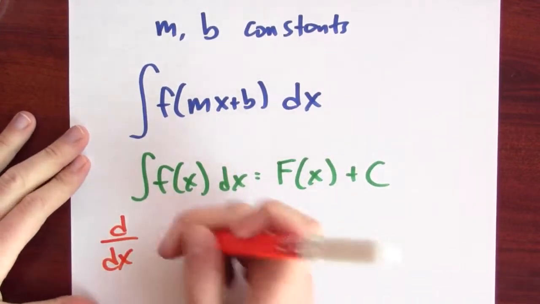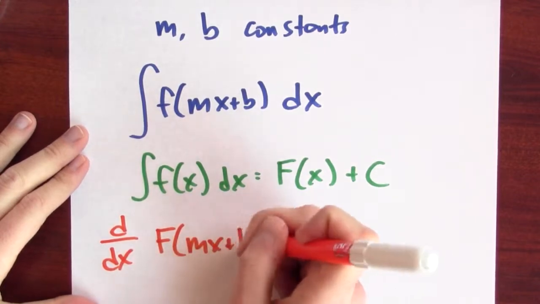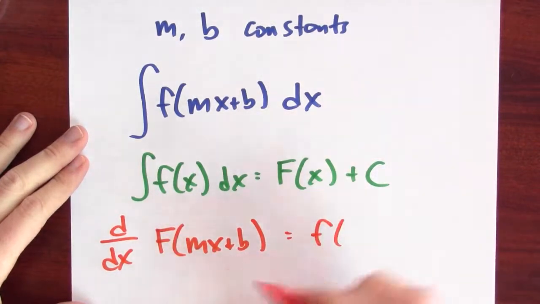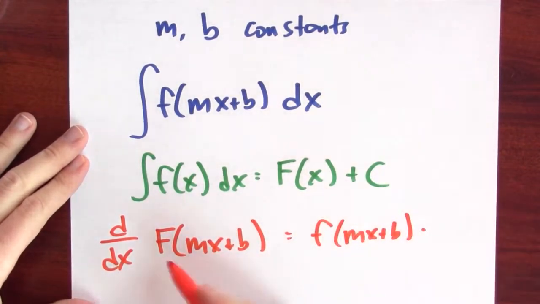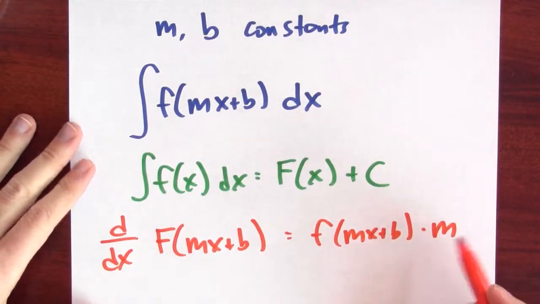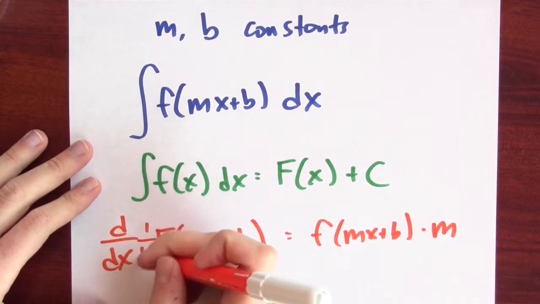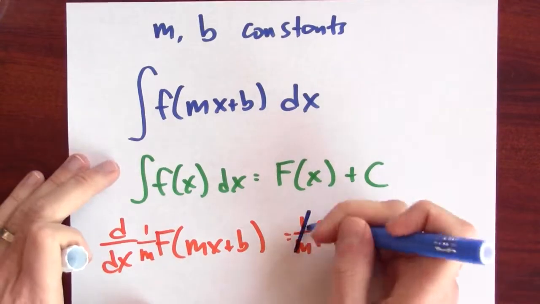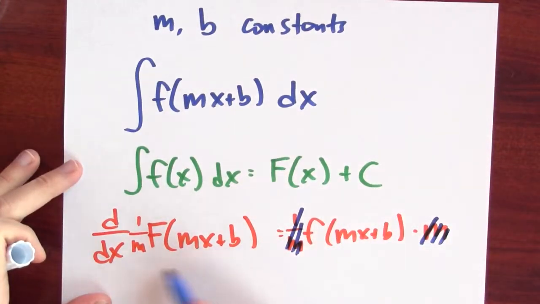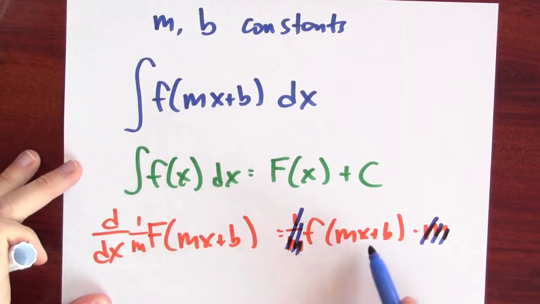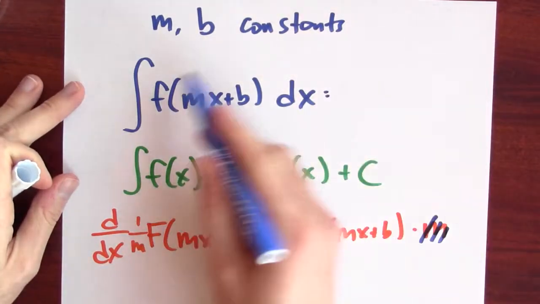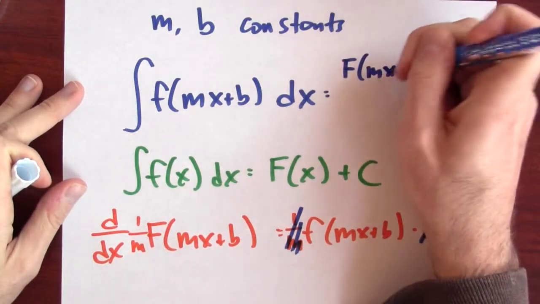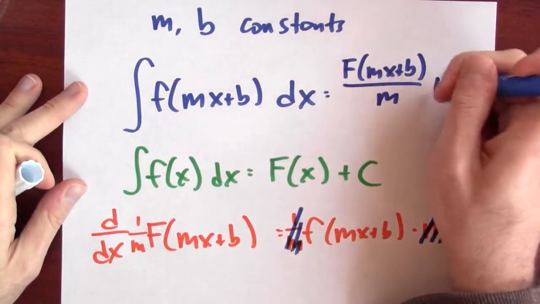So let's see what happens if I differentiate big F of mx plus b by using the chain rule. Well, the derivative of big F is little f, evaluated at the inside, times the derivative of the inside, which is just m. Now I can fix this. If I include a factor of 1 over m here, then I get a factor of 1 over m here, and that's great because then this 1 over m and this m cancel. So here I've got a function whose derivative is f of mx plus b. In other words, the antiderivative of f of mx plus b is this, right? It's big F of mx plus b divided by m plus c.